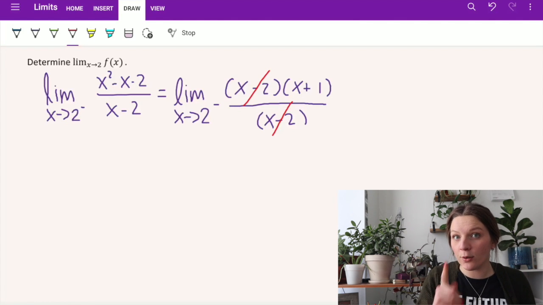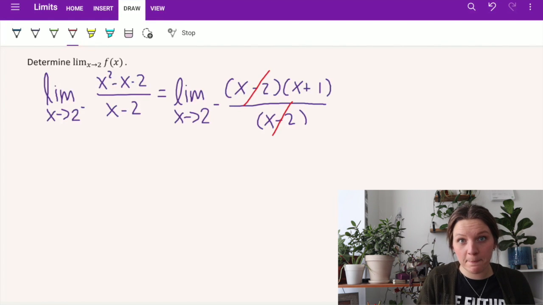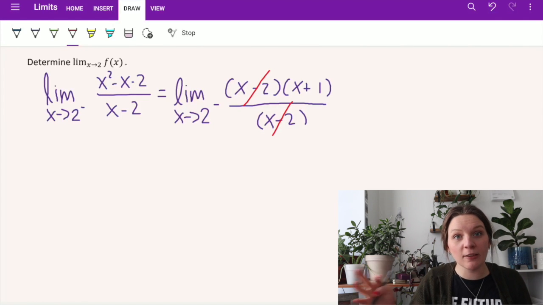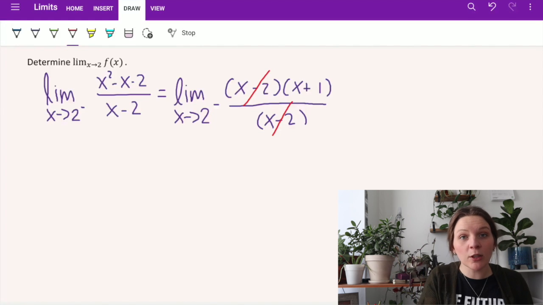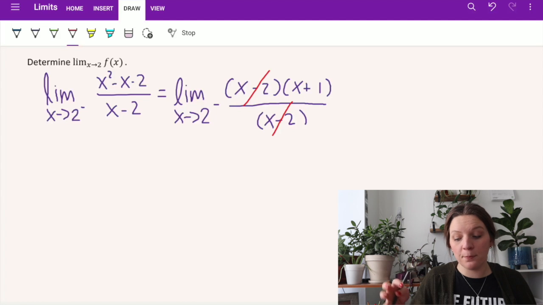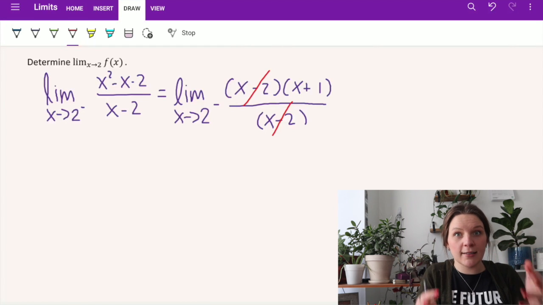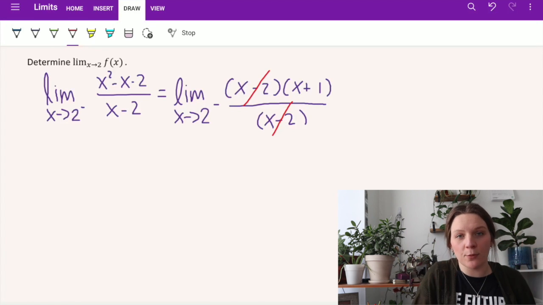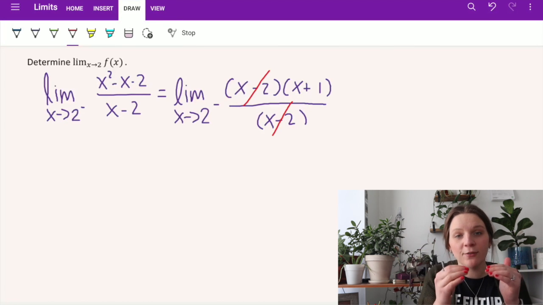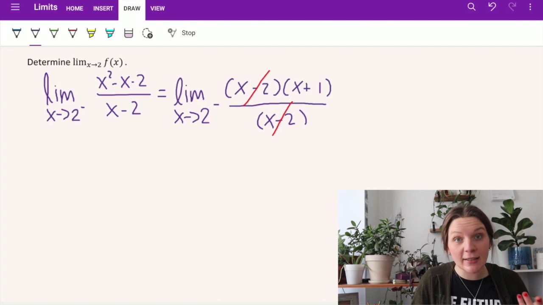Now, an important thing to notice here: if I was doing this to just a function, that would change its domain. Because the function x plus 1 and the function that we're looking at are two different functions with two different domains. But because I'm only looking at the limit, I'm only looking at values near x equals 2, it doesn't matter that I've altered the domain, because the behavior near x equals 2 is going to be the same. And so I write that the limit is still equal.